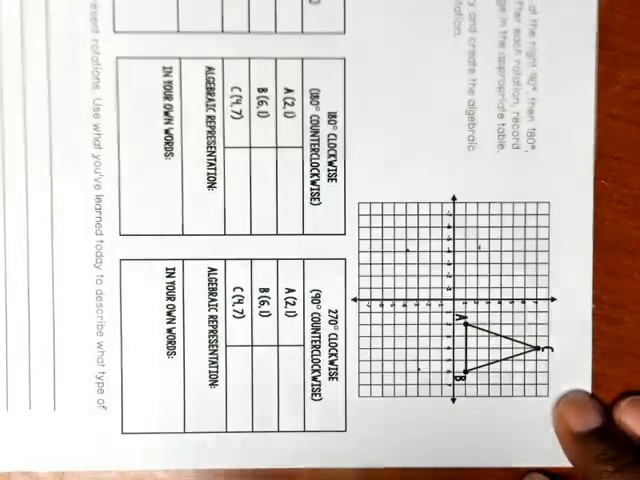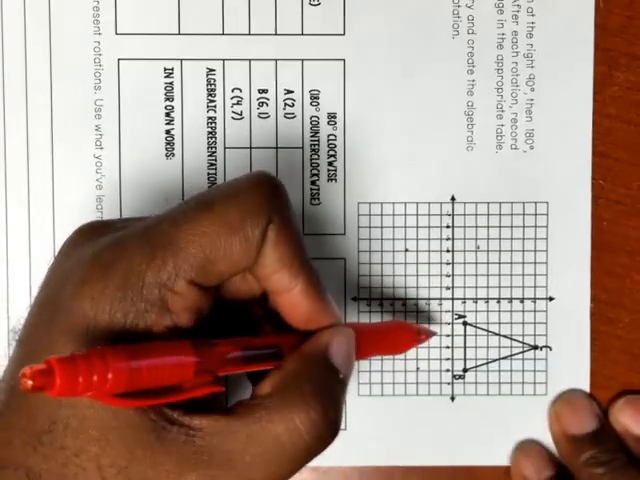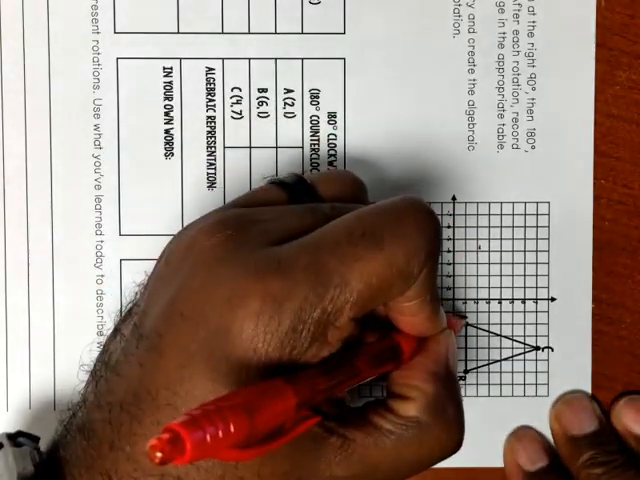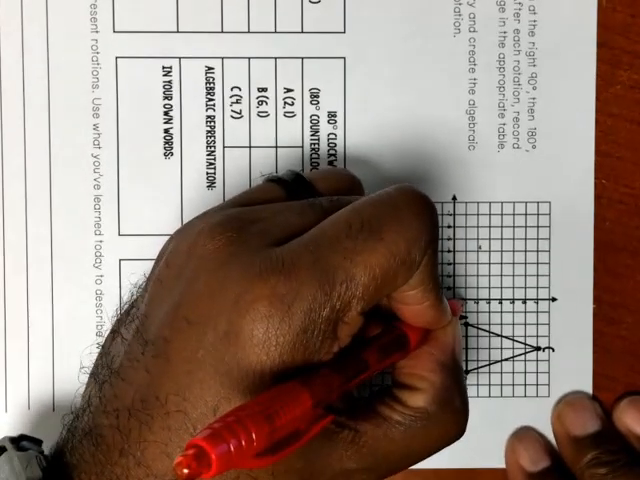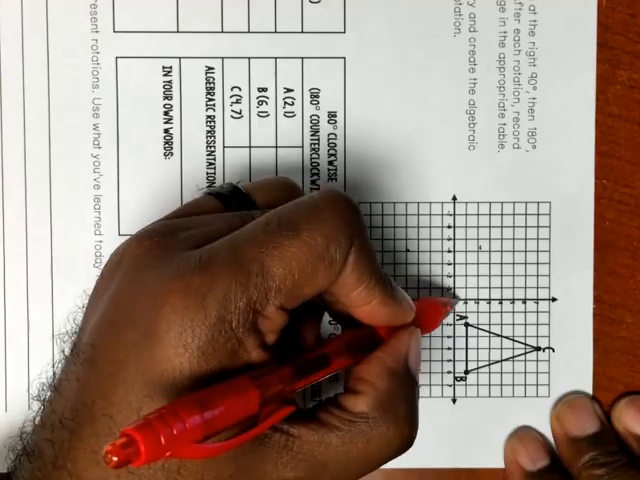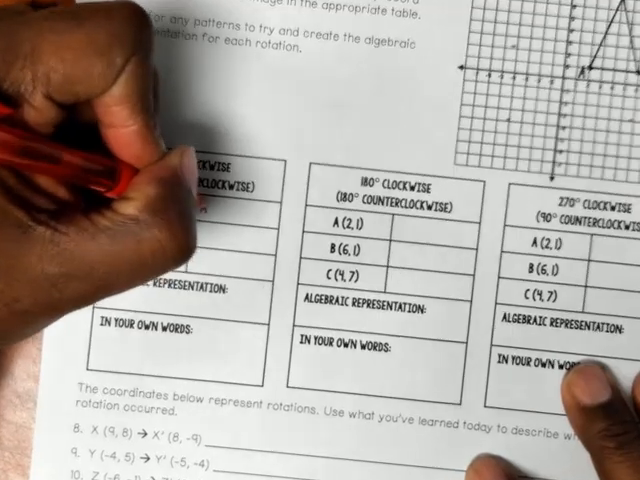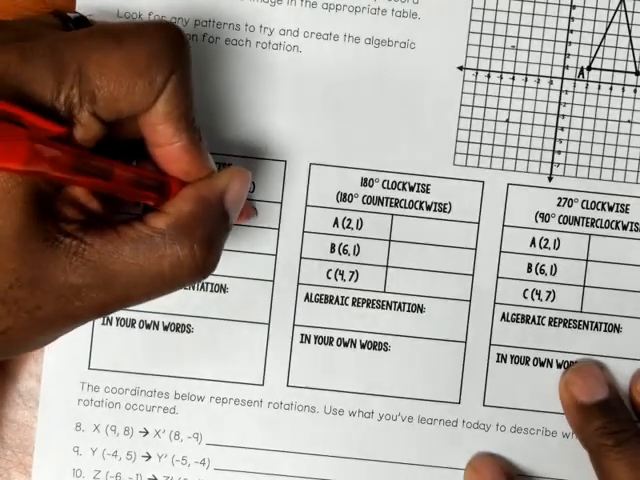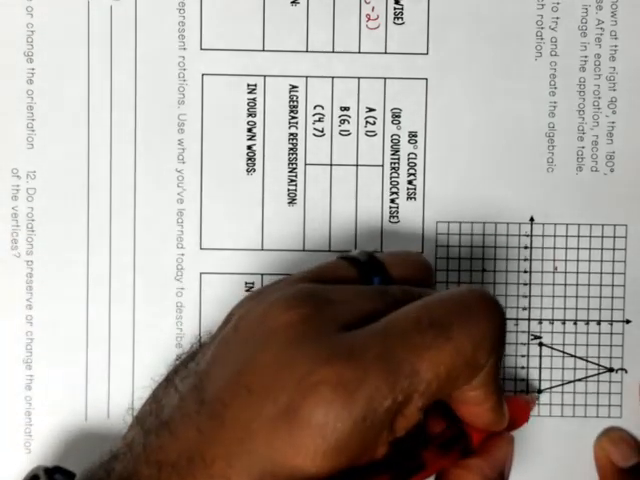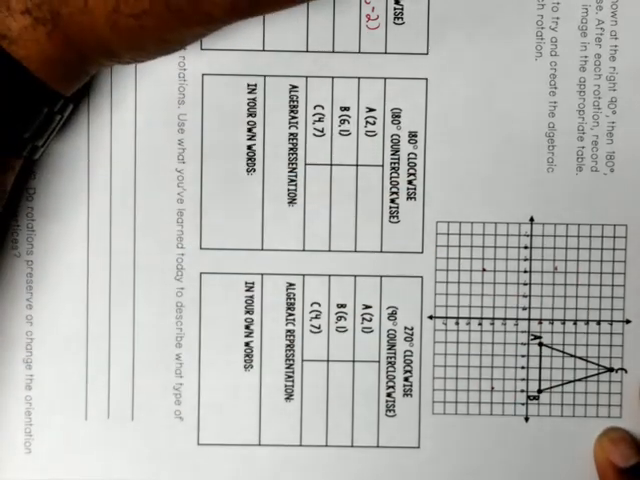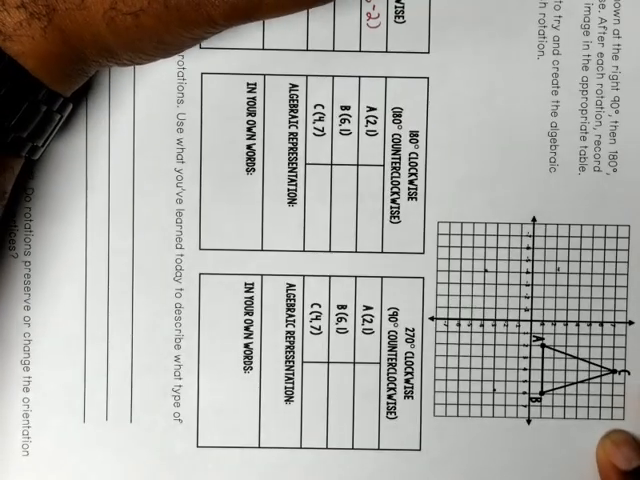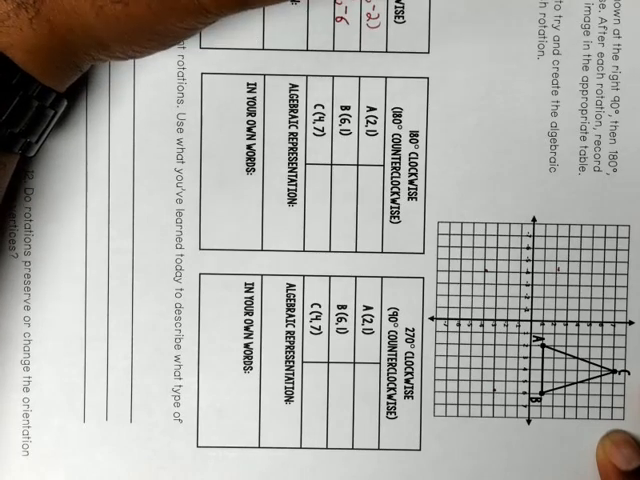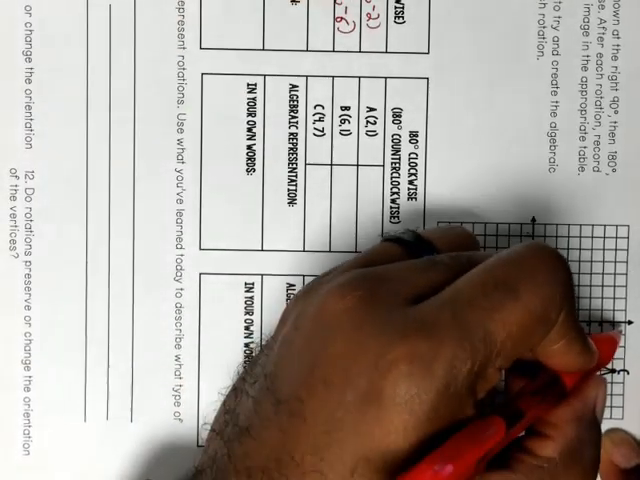Okay, so now that we can see, our original A was 2, 1. So our new A is going to be 1, negative 2. So we'll go plus 1 and down 2. So A prime is 1, negative 2. Okay, let's go ahead and write the rest of these down just so we can have it. B is 1, negative 6. And then C is 7, negative 4.